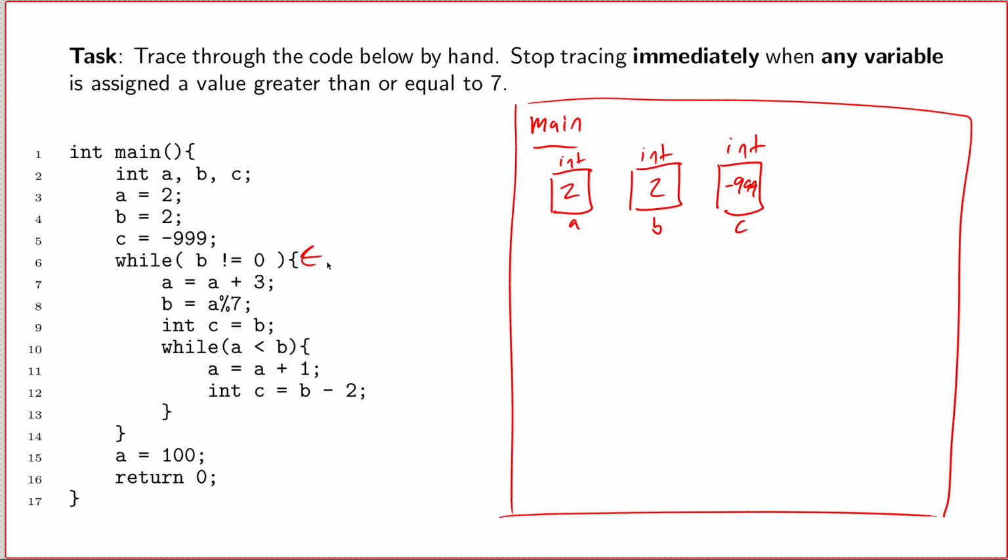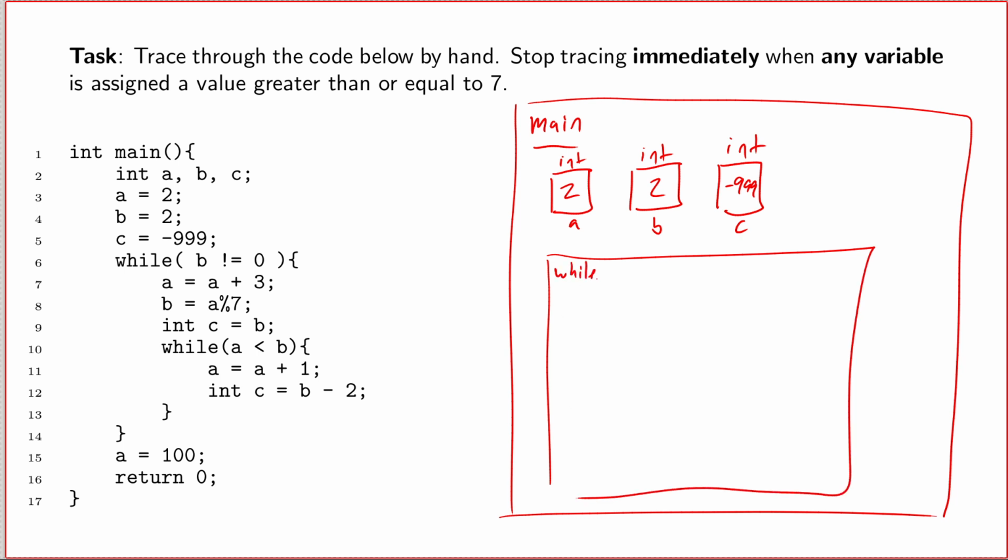And so I hit line number 6, and I ask the question, is b equal to 0? Well, I should phrase that differently. I ask, is it true that b is not equal to 0? And the answer to that question is yes. So I open up a scope for my while loop, I'm actually going to call this while 6 because it's on line number 6, because I'm noticing in the future on line number 10, I might have another while loop to deal with.